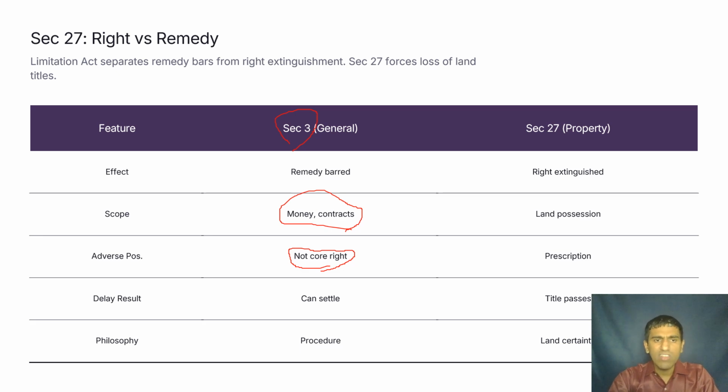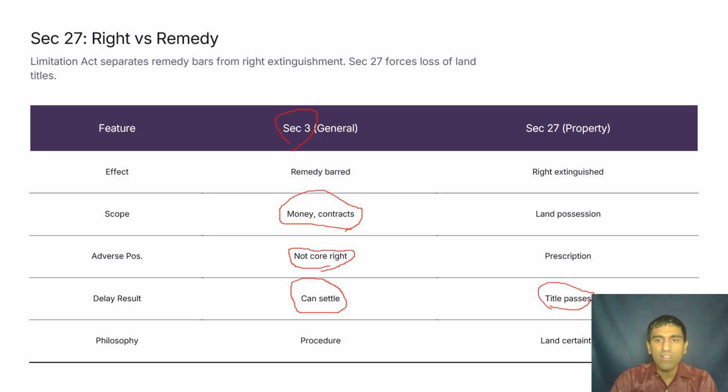Then what is the result of delay? Although in section 3 the legal remedy is barred, you can still opt for a legal settlement outside the court. The court would be obliged to enforce that settlement. If you come to a settlement with the other party, that settlement is legally binding, even if the court itself cannot entertain the suit due to the limitation limit.